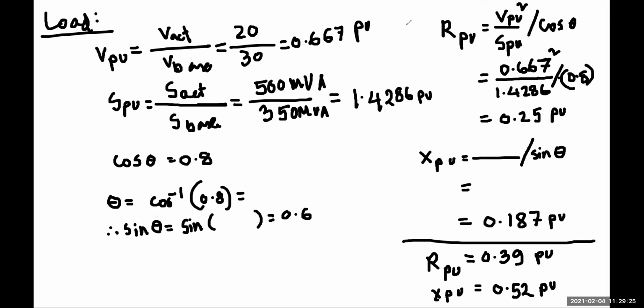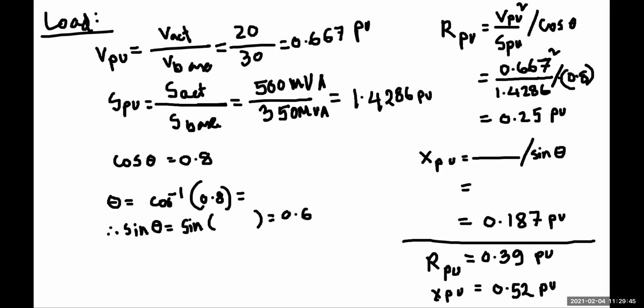Did you understand? Yes, sir. So you understood, right? Cos theta will be at the bottom, that means it will be divide. Sin theta will be at the bottom as well, bottom means with SPU, so it will be divide. So this is your result. And your result is correct: 0.39 per unit, 0.52 per unit. Okay? So your load is done.